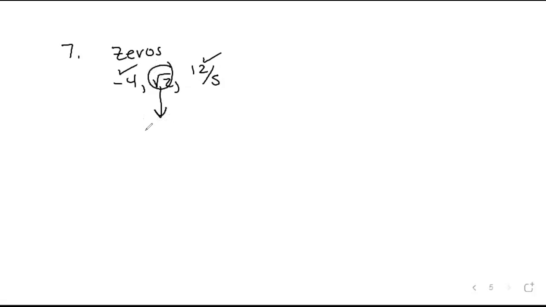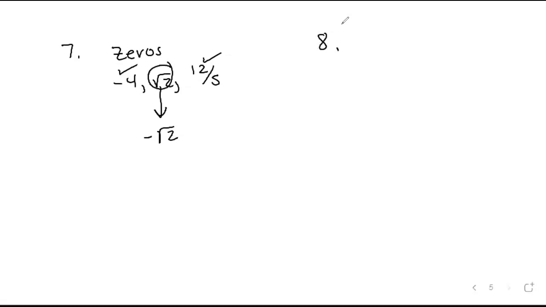Okay, so number 7 says that you have some zeros, and it tells you that your zeros are negative 4, square root of 2, and 12 times the square root of 5. Okay, and we talked about on Wednesday that if you have an i or a square root, then you automatically have another zero that's going to be the opposite of that. Y'all remember? So this one doesn't have an i or a square root. This one doesn't have an i or a square root. So I'm really worried about this one. So if I've got a positive square root of 2, then I have another one at negative square root of 2. That's exactly right.